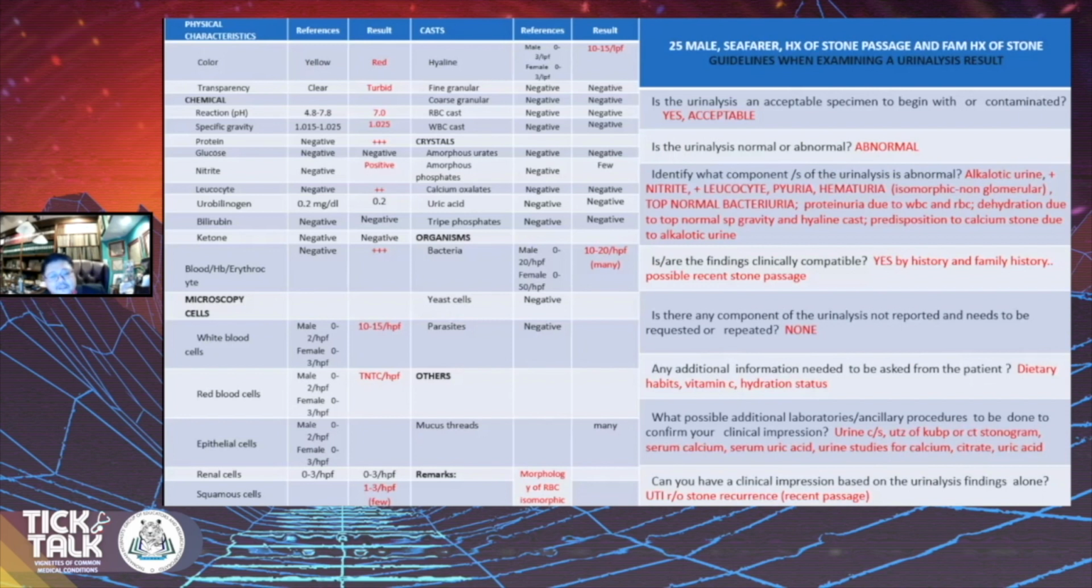What possible additional laboratories? Then you should request for urine culture, ultrasound of the KUB, or better will be the CT stonogram. Then serum calcium, serum uric acid, urine studies for calcium, citrate and uric acid, but it may or may not be done because it is quite expensive. And what will be your clinical impression based on this? Yes, definitely there's a urinary tract infection to rule out stone recurrence or recent passage. Okay, so by just urinalysis alone and the history of the patient, you can definitely diagnose this.